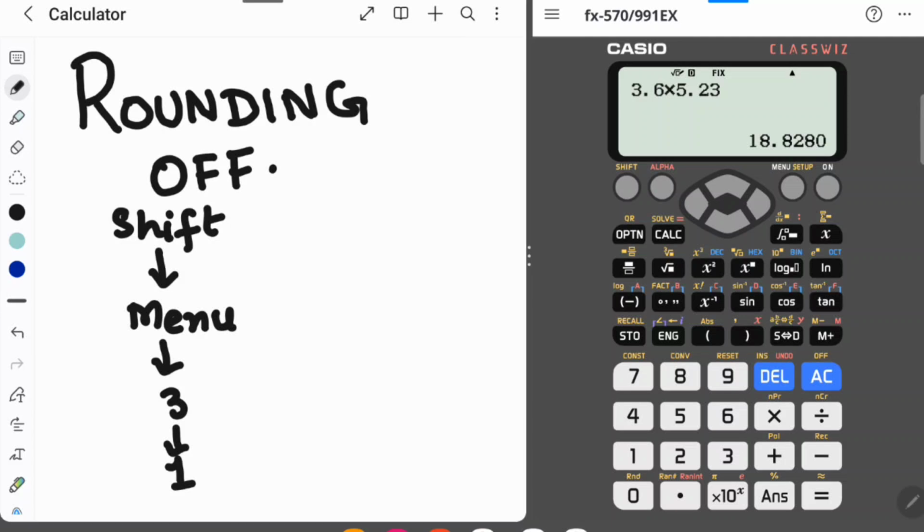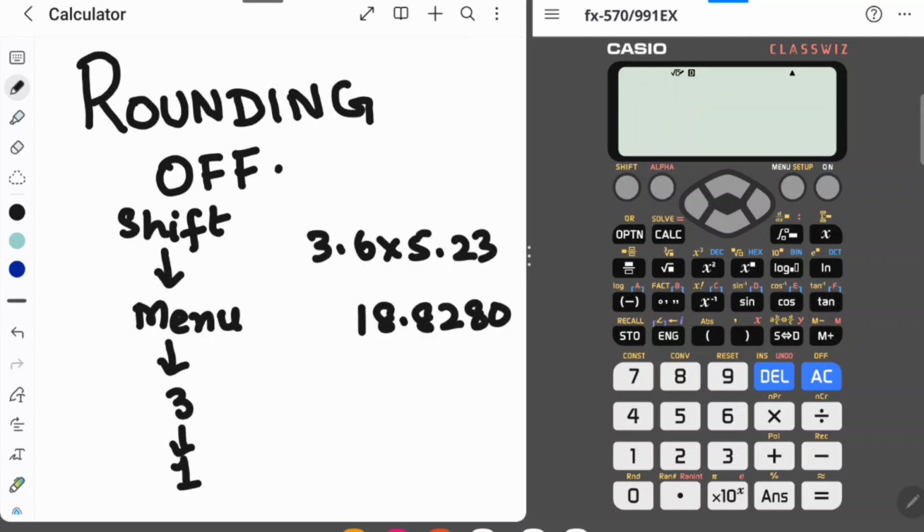Normally, if you're just checking what the answer is for 3.6 times 5.23, you get this answer, which comes with only 3 decimal places, but whenever you round it off to this one, you get 18.820.